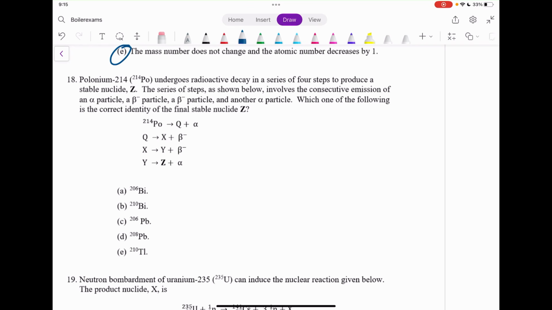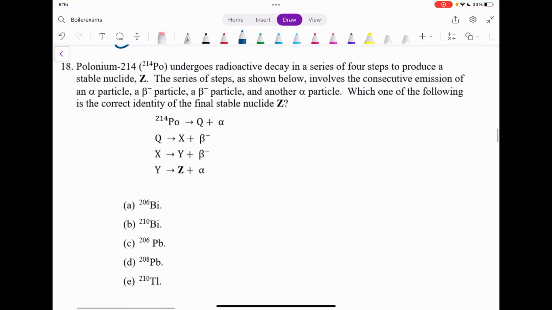18. That element, mass number 214, undergoes radioactive decay in a series of 4 steps to produce a stable nuclide Z. The series of steps, as shown below, involves a consecutive emission of an alpha particle, a beta particle, and another alpha particle. Which one of the following is the correct identity of the stable nuclide? Okay, wonderful. So let's just brute force this and do all the reactions. I'm just going to have the periodic table open on my computer so I don't have to scroll on the iPad constantly.